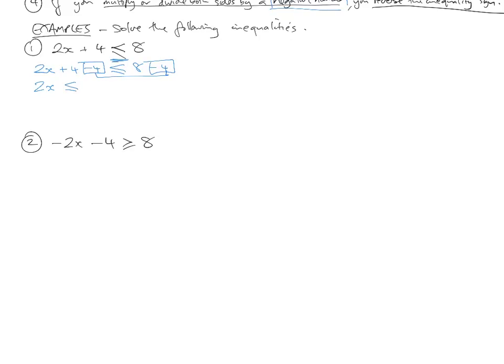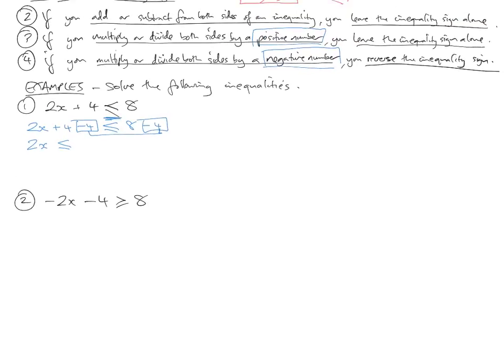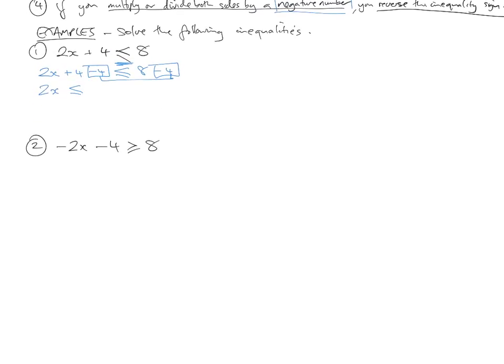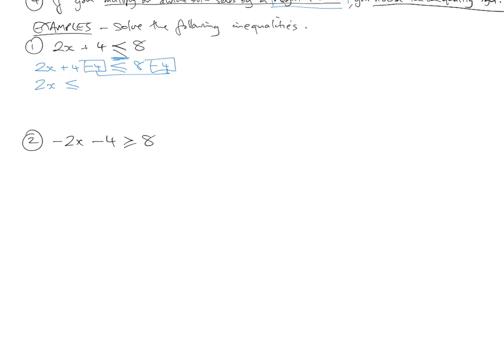And so why have I kept the inequality the same direction? Because all I did was add or subtract from both sides of an inequality. I don't need to do anything to the inequality sign. I just leave it alone. So 8 take 4 is 4.